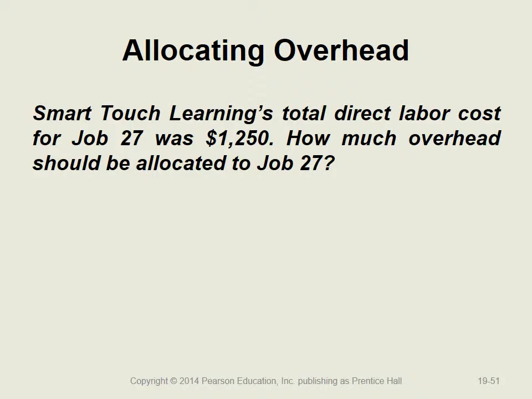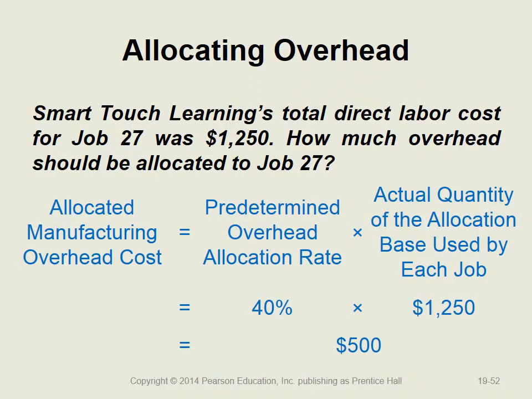Let's look at an example using SmartTouch Learning. The total direct labor cost for Job 27 was $1,250. To allocate overhead to Job 27, SmartTouch will multiply the predetermined overhead allocation rate of 40% by the actual direct labor cost for the job. The result is that $500 of overhead is allocated to Job 27. SmartTouch uses the same predetermined overhead rate to allocate manufacturing overhead to all jobs worked throughout the year, including jobs still in process at the end of the accounting period.